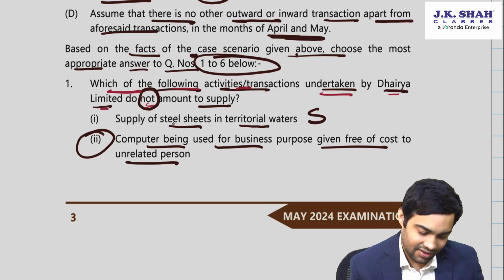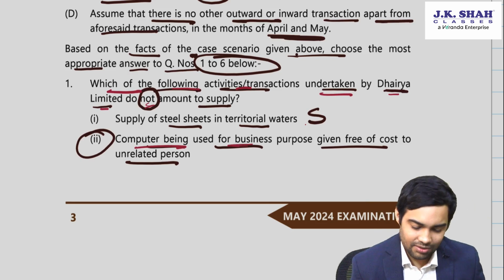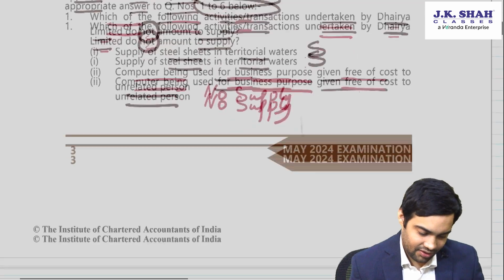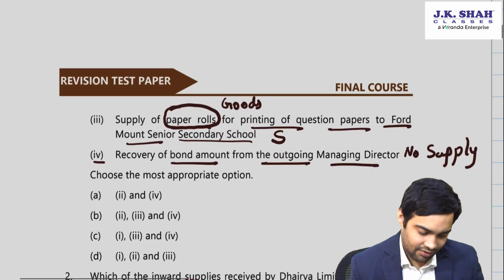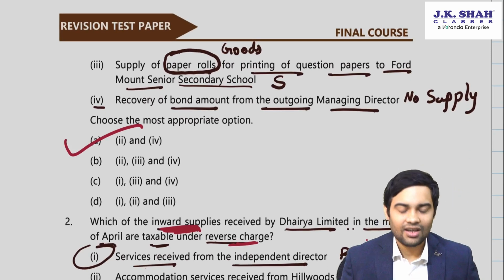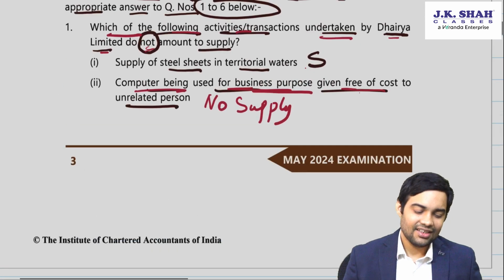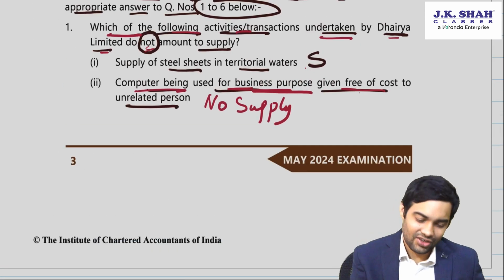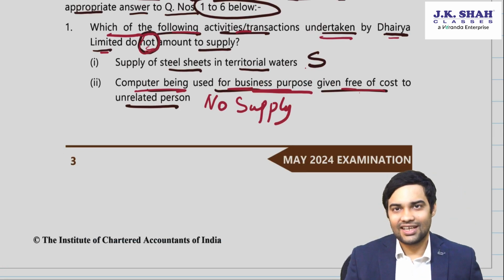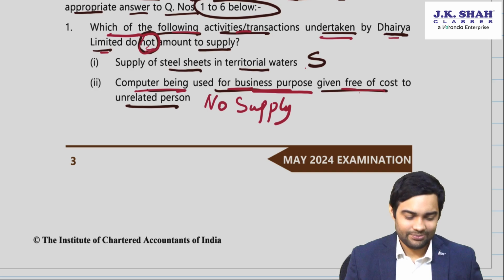The first one was a supply. Computer being used for business purpose, as no ITC is taken, it is not a supply. So 2 is not a supply. 3 was a supply. 4 is not a supply. So the winning answer will be 2 and 4 are not a supply. Always in these cases, writing whether it's supply or not supply and then reading the question will always give you the correct answer and will save your time.